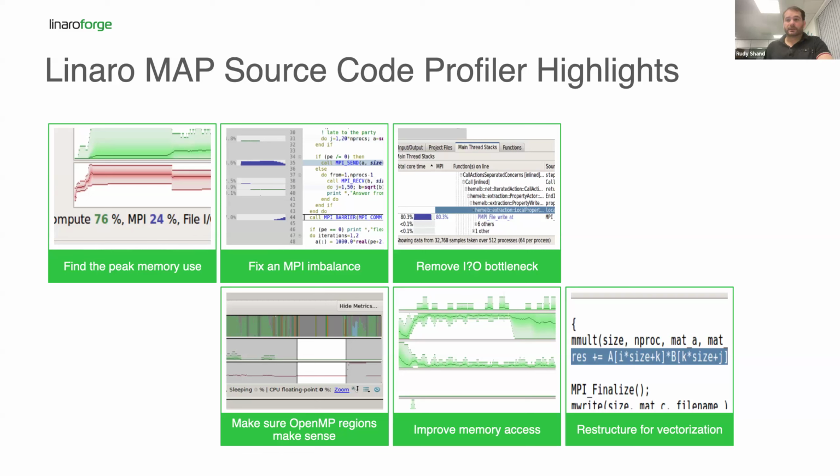And finally, there could be some restructuring for vectorization. If you have this calculation, you can see there's no vectorization occurring on this particular line. You might change some of that code and restructure it so that you can make better use of vectorization.